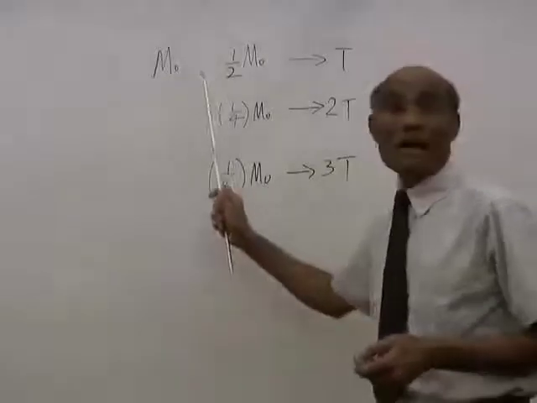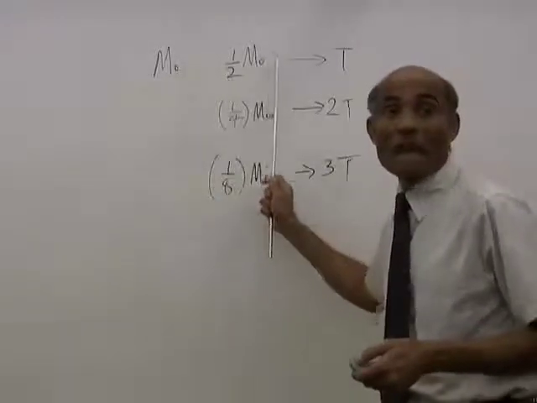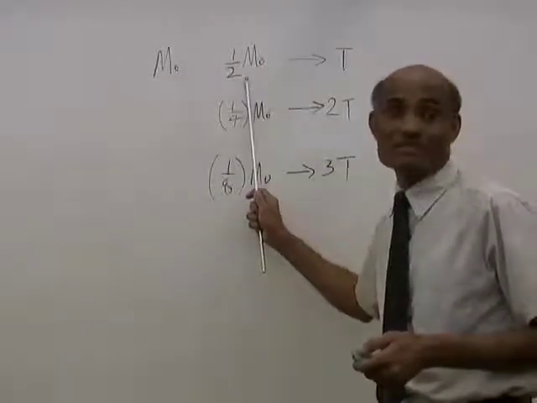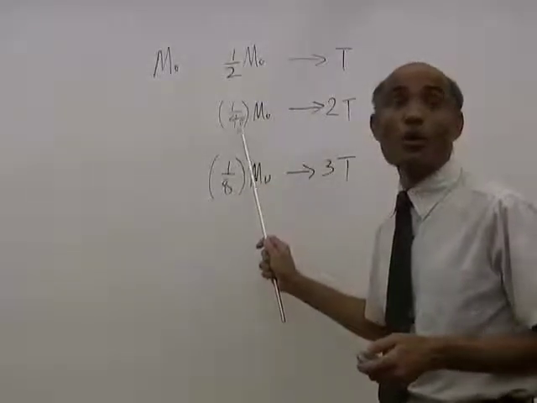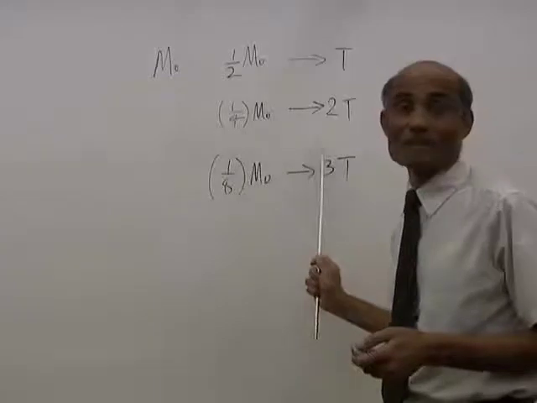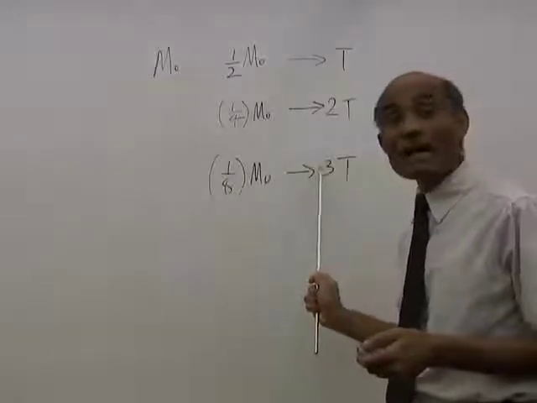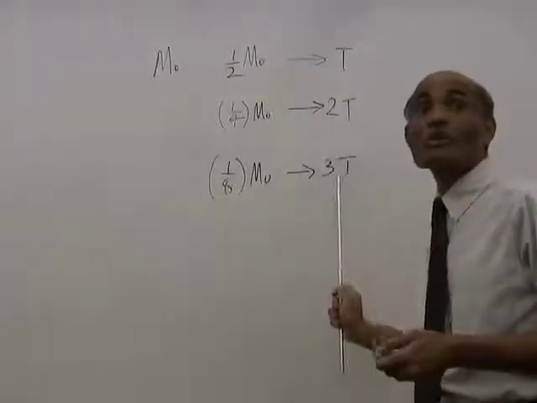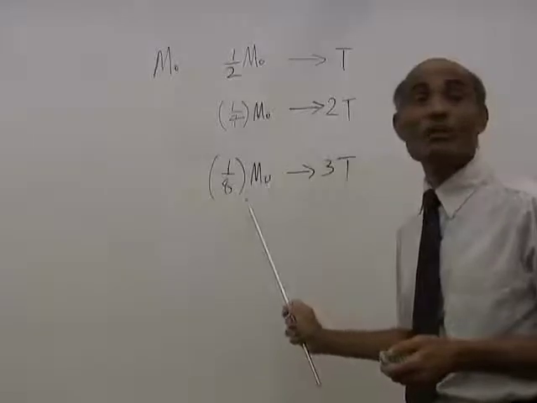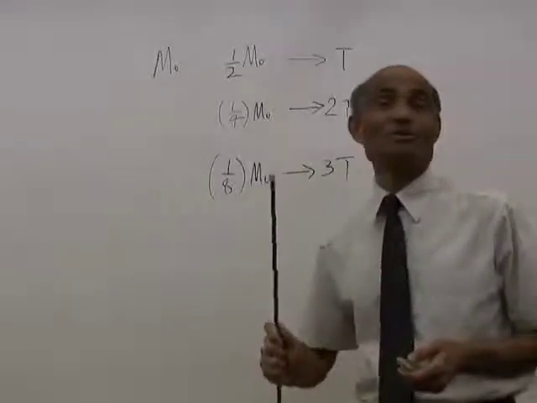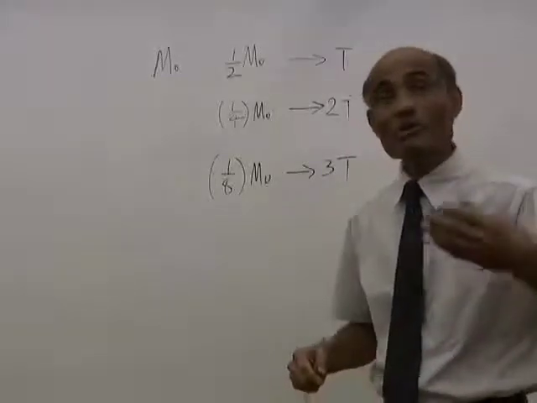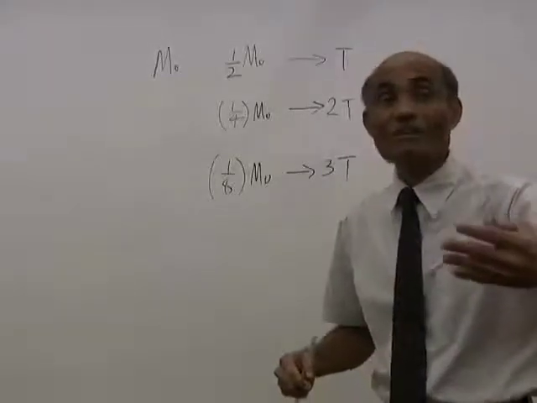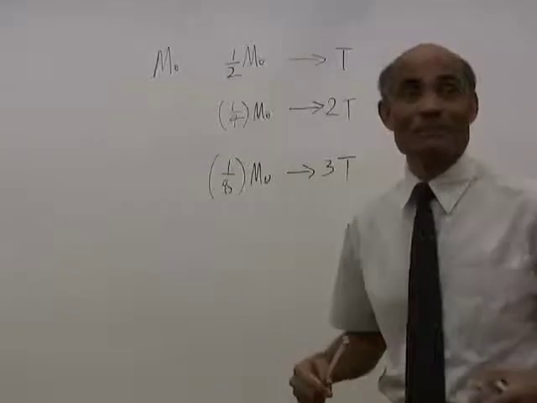So after one half-life, 1/2 of m0 is left. After another half-life, only 1/4 of m0 is left. After another half-life, that means after three half-lives, only 1/8 of the original radioactive material is left. What happened to the rest? That rest became the daughter element.